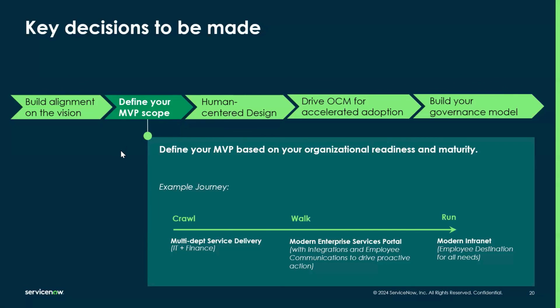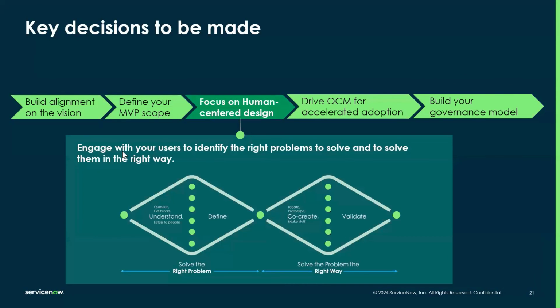Third one is you would want to have a human-centered design. So make sure you are focusing on the right problems to solve and solving them in the right way. And this can only happen if you're engaging with your users right from the beginning till the very end, to understand what problem to solve, to define and co-create, and then validate. So take a human-centered design approach.